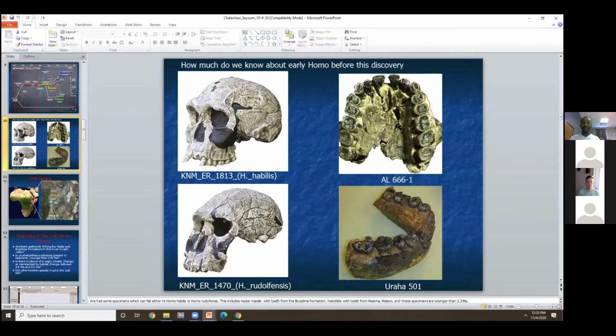And we have this one from Uraha in Malawi, and the other one is from Hadar, Ethiopia. There is a huge gap between them and what is younger than 2 million, including Homo erectus, both in Africa and Asia. So the question is, what happened before, in the time period between 3 and 2 million years ago, especially between 2.5 and 3 million years.